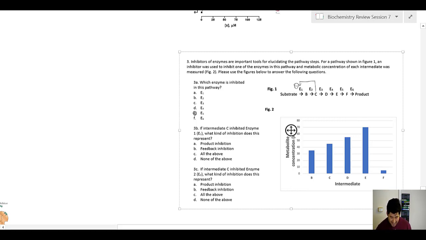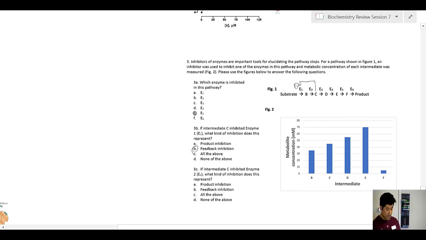So if intermediate C inhibited enzyme 1, what type of inhibition does this represent? And what's the answer for 3B? Feedback inhibition. All right, 3C, if intermediate C inhibited enzyme number 2, so C is now inhibiting enzyme number 2. What type of inhibition does this represent? Product inhibition, which is a type of feedback inhibition. So the answer therefore is what? C, all the above.